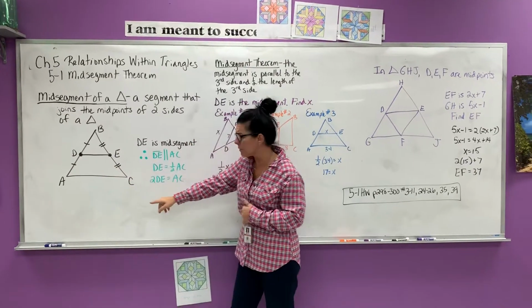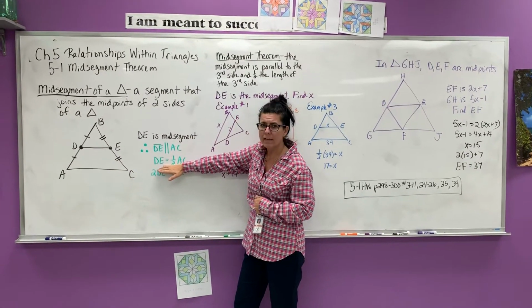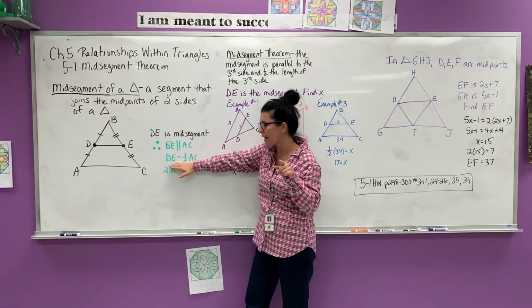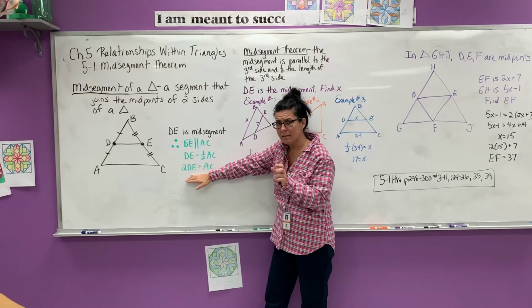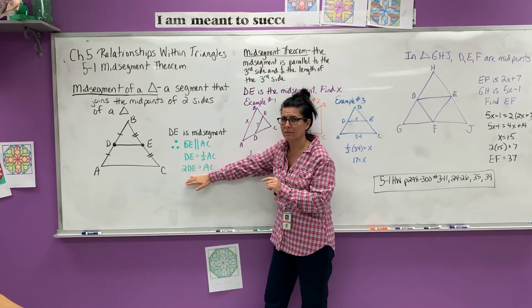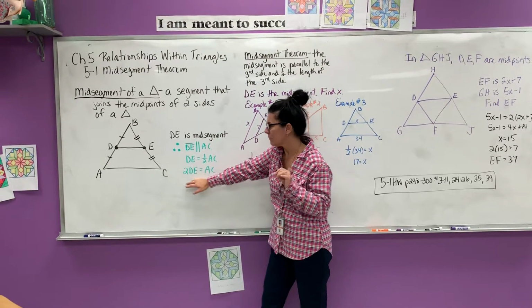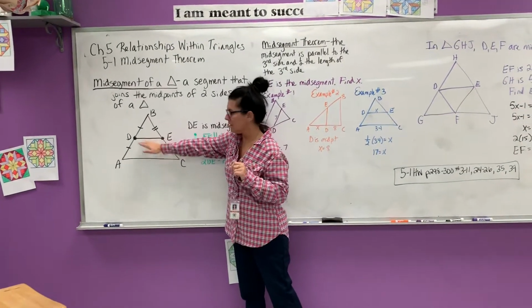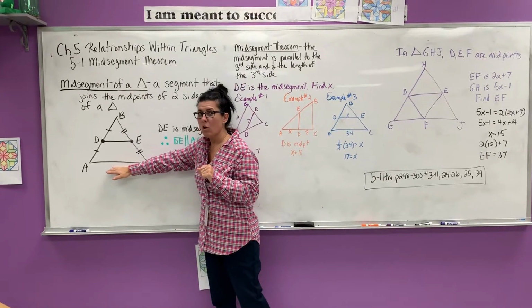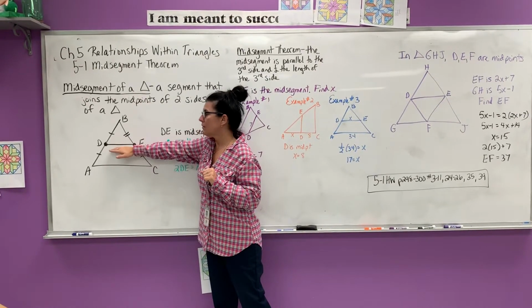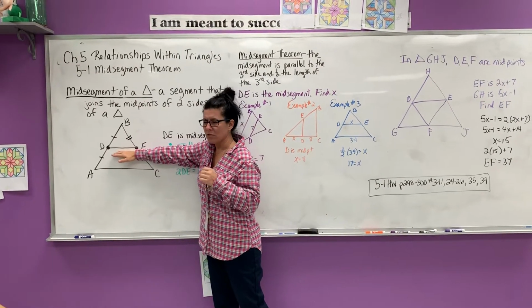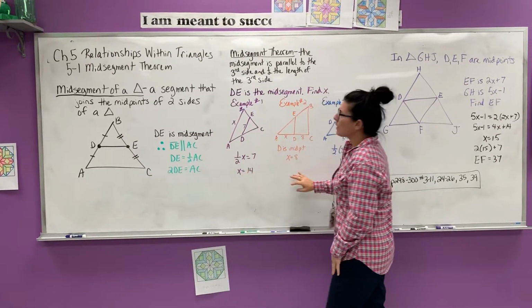But just like any formula, we know DE is half of AC, but if you move that to the other side, 2 DEs equals an AC. So if you stop and think about what that means, 2 of these gives you 1 of these, or half of this gives you 1 of these. That should make sense to you. Let's look at a couple of examples.